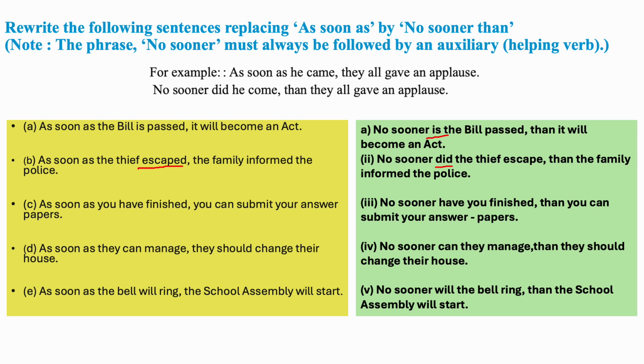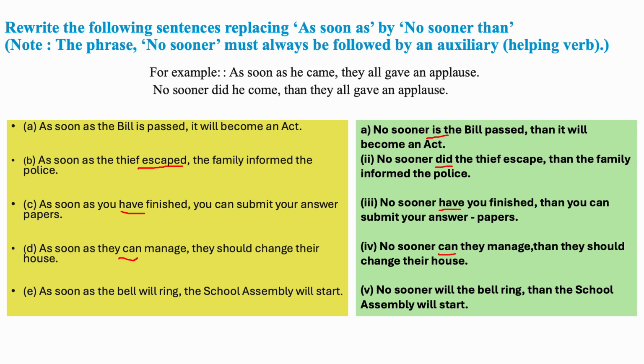The third one. Here we have the sentence in present perfect tense. As soon as you have finished. Now over here, have is there, which is an auxiliary verb. So when we are adding in no sooner, we'll add in the auxiliary verb have, and then than, and then the remaining part of the sentence. As soon as they can manage, they could change their house. Again here, can is the auxiliary verb. So you are adding in can here. No sooner can they manage than they should change their house.